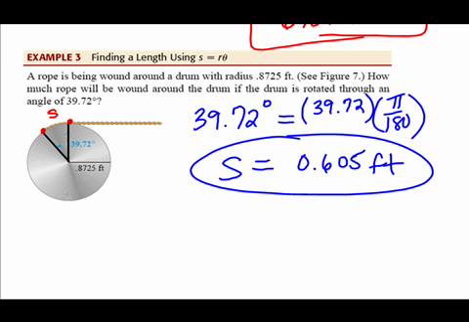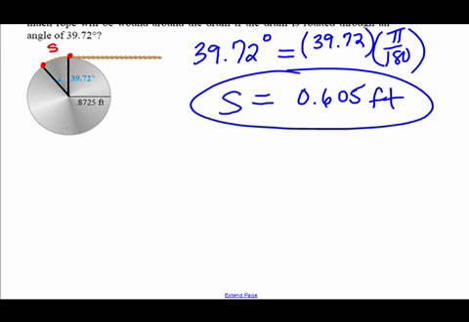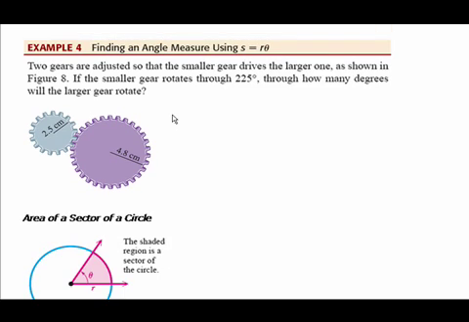That's about it for arc length. Oh no, I'm sorry, I got one more arc length problem. This one's interesting, because we're going to end up using the arc length formula two times within one problem. So in the area that I have over here on the side, I want you to divide this workspace into two columns. Here we'll start talking about the small gear, and over here we'll talk about the large gear.